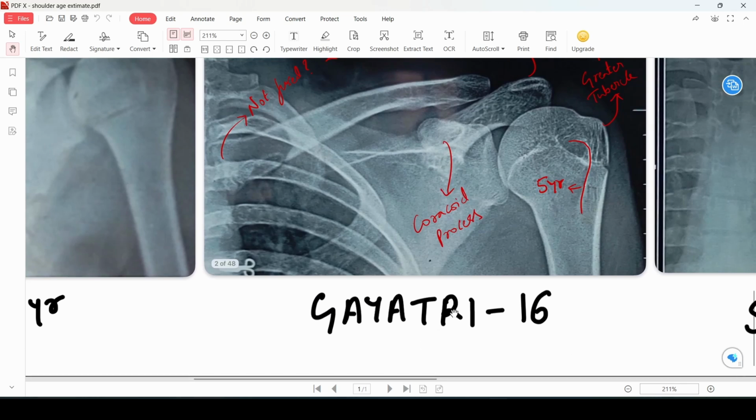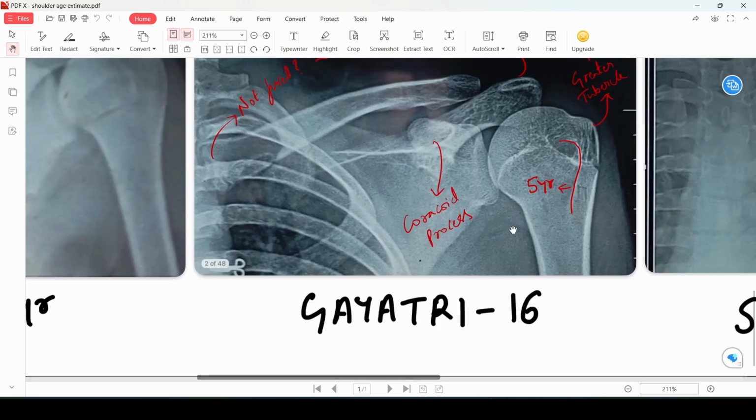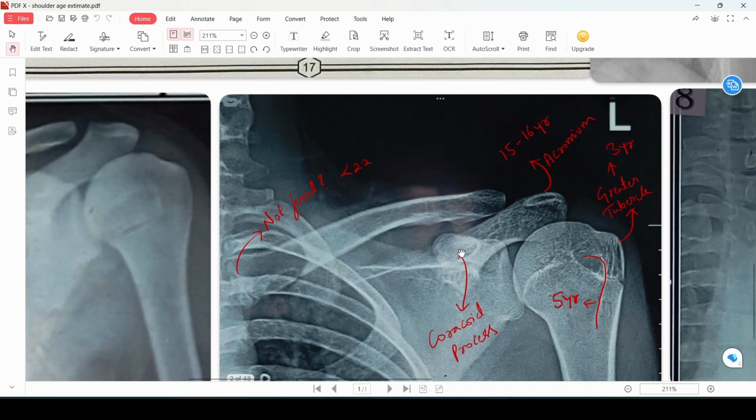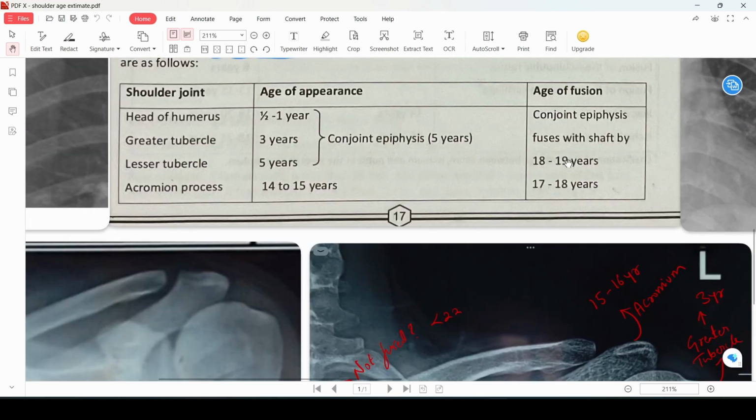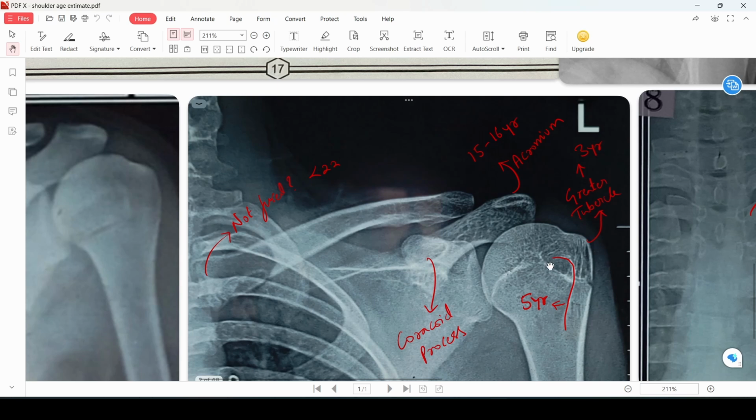Because in the X-ray, it is given as Gayatri, her name is Gayatri and her age is 16. So we are not accurate here, because the age is given as 16, but according to our finding, it is somewhere around 18 or 19 years. That's what I'm trying to say, that here we cannot exactly say, okay, this will be her age.